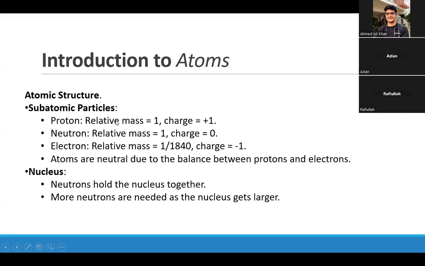So the relative mass of a proton is 1, okay? The relative mass of a neutron is also 1, and the relative mass of an electron is 1 by 1840. Acha, so I need to confirm. Okay, in A levels we are taught that it's not 1 over 1840, it's 1 over 1836.